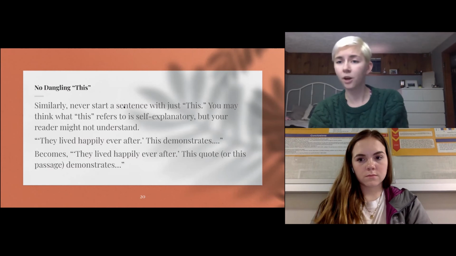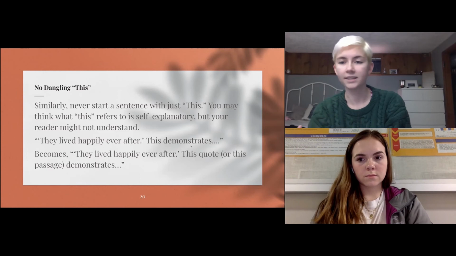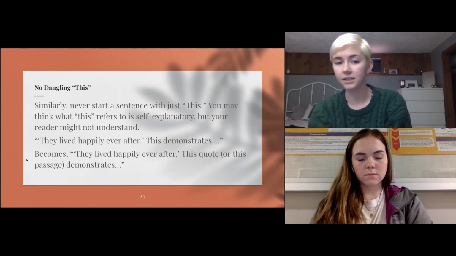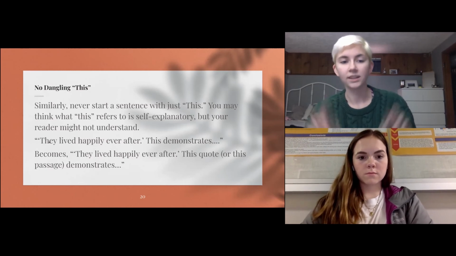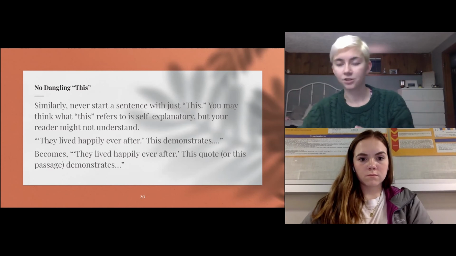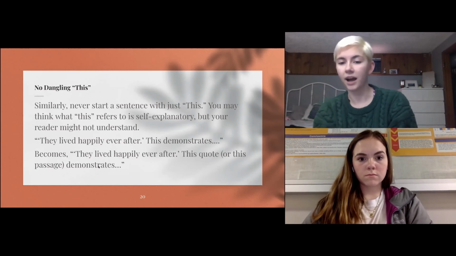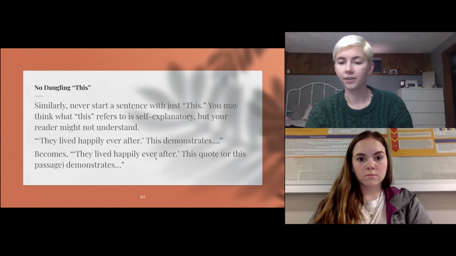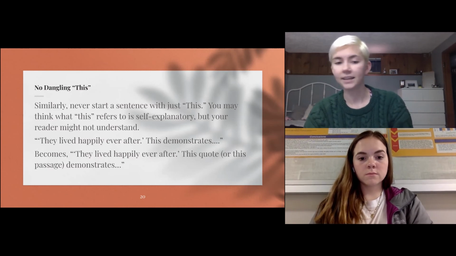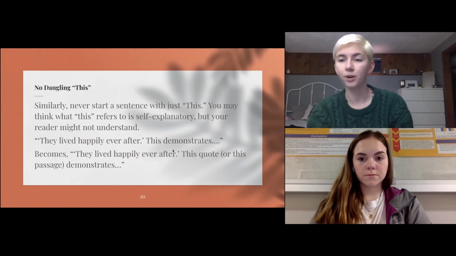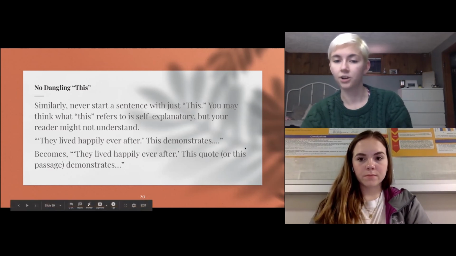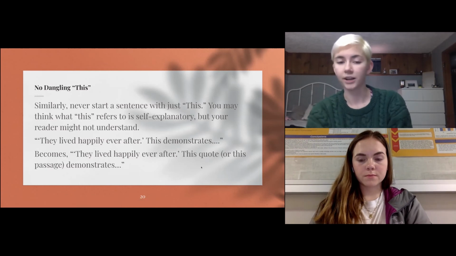Another really small thing that I didn't know about before I started university is never start a sentence with this. Again, you might assume that the reader is going to understand what this refers to, but they might not actually understand that it refers to what you think it does. So in the example, I use the quote, "They lived happily ever after." This demonstrates becomes, "This quote demonstrates" or "This passage demonstrates." Other things include, "This technique demonstrates." So in this case, you can see that I've put an extra word in to make sure that the reader knows what the "this" is referring to in the sentence.